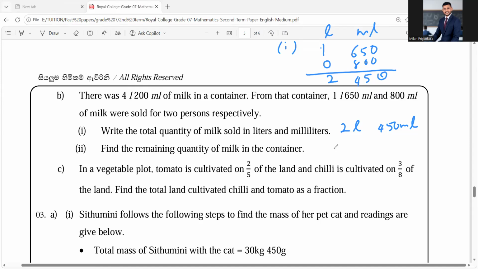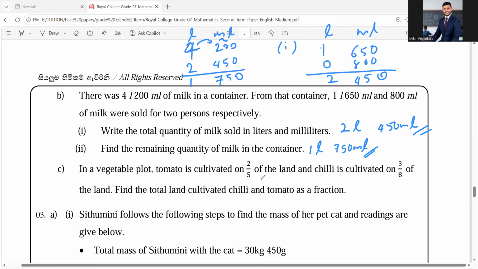Find the remaining quantity of milk in the container. To find the remaining quantity, you have to subtract this quantity from the total quantity, right? Again, you write liters, milliliters, 4, 001 minus 2, 450. Now you can subtract: 1 minus 0 is 1. You take 1 from here, 10 minus 5 is 5, and then you have 1 here. Then you can take 1 from here, and this becomes 11. 11 minus 4 is 7. This is 3. 3 minus 2 is 1. Then 1 liter, 750 milliliters. Right.